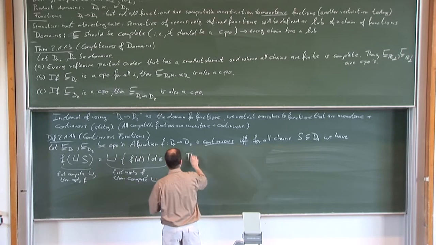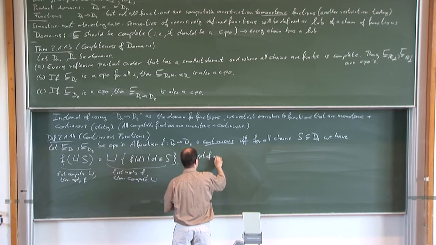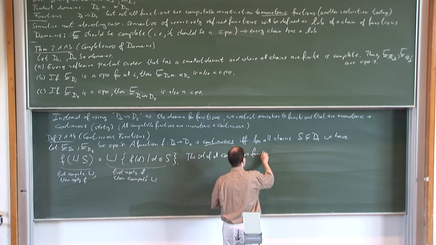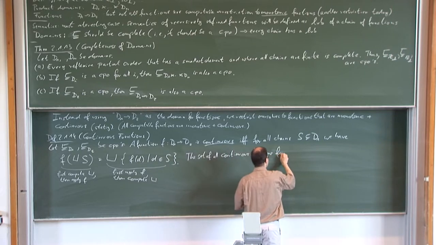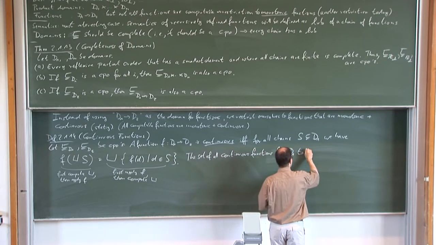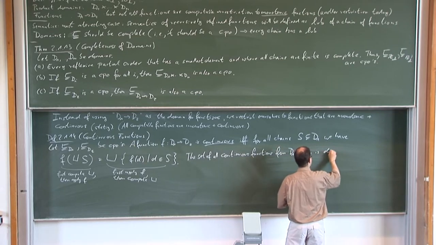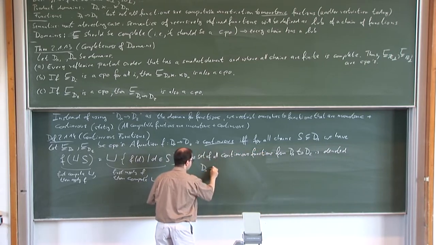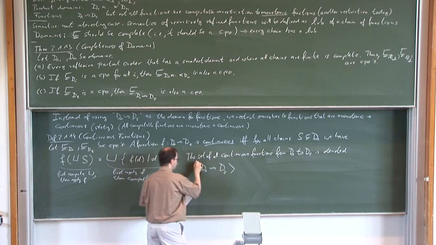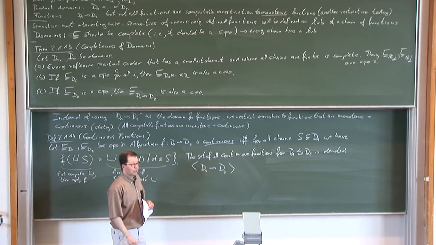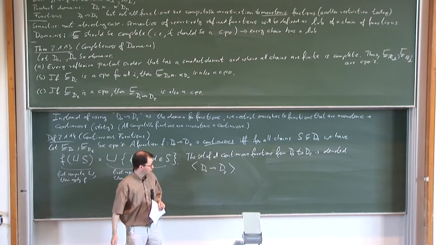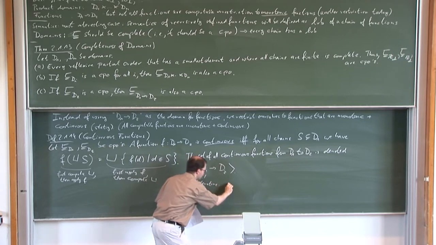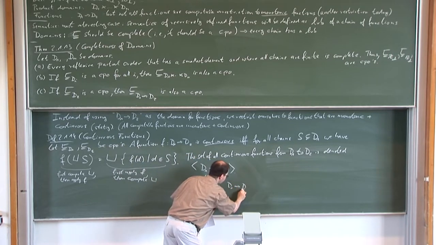And the set of all continuous functions from D1 to D2 is denoted as follows, not D1 arrow D2, but we do some angle brackets around it. Now this notation is non-standard in the literature. This is normally not denoted with these angle brackets, but with square brackets.